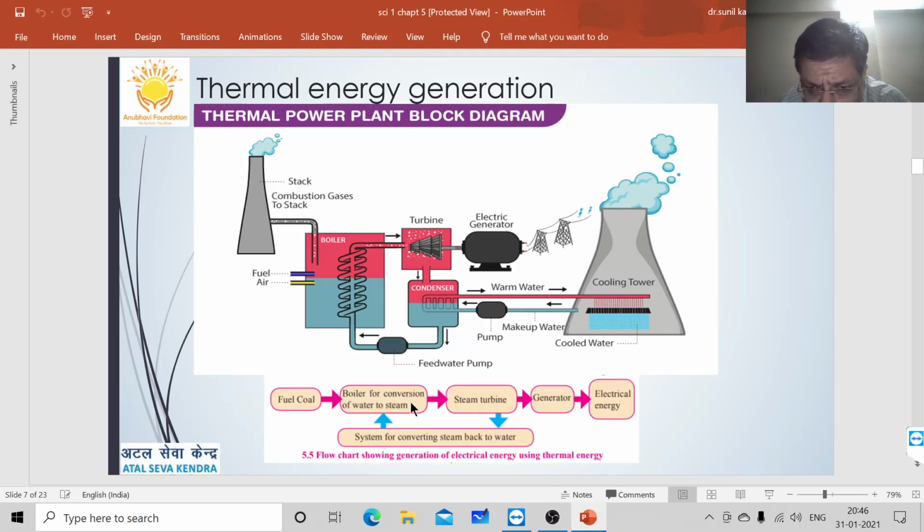Now this steam is used to rotate or move the steam turbine, which in turn will move the generator and electricity is generated. Then this steam is cooled, condensed and goes back to water, which is again sent to the boiler and used again, and this concept continues.